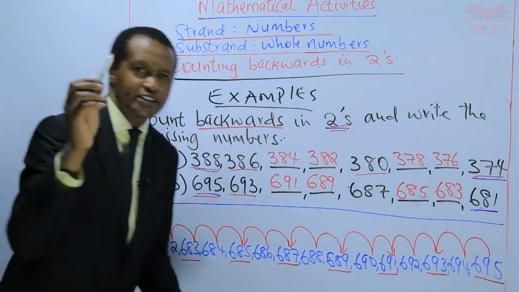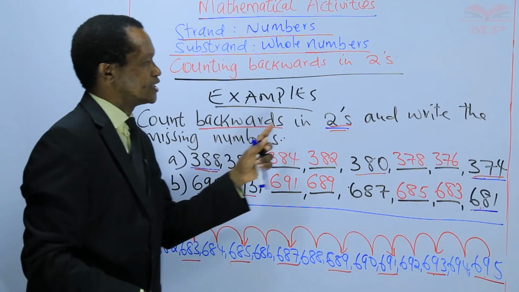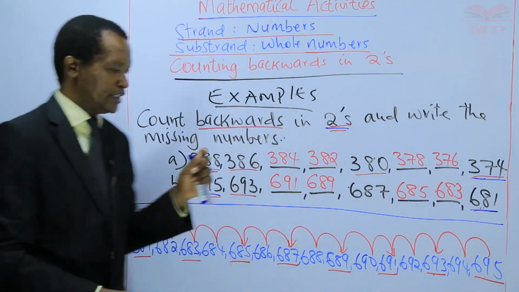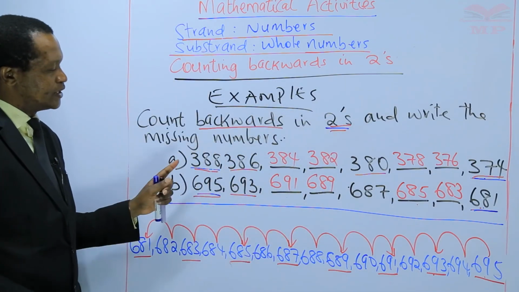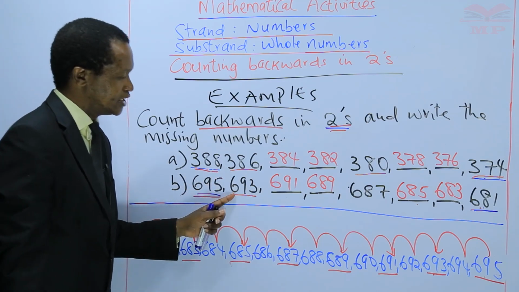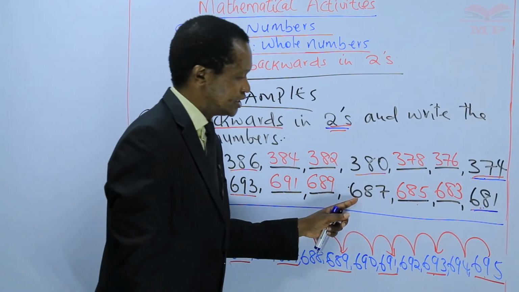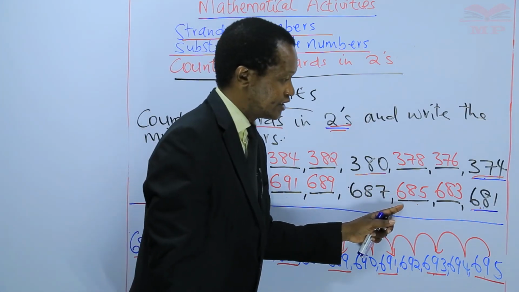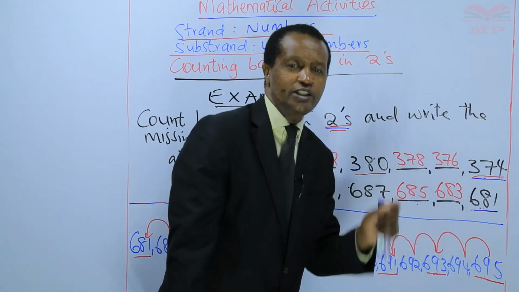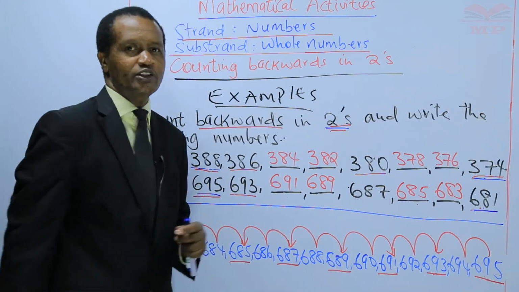So learners, we have answered the question. What was the question? Count backwards in twos and write the missing numbers. In B, we started from 695, 693, 691, 689, 687, 685, 683, and lastly 681. Have you understood?